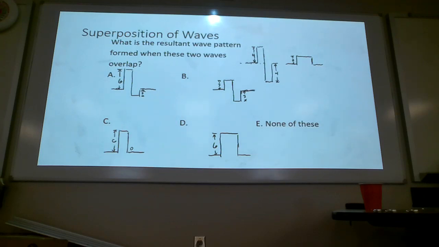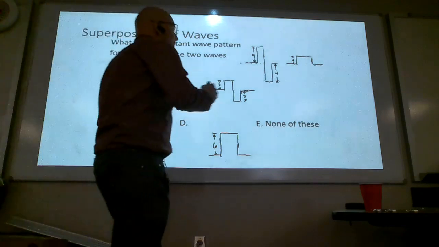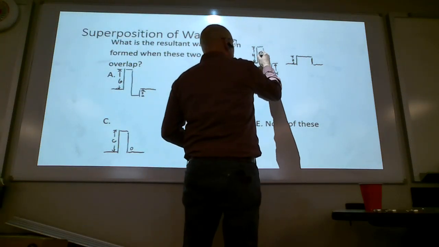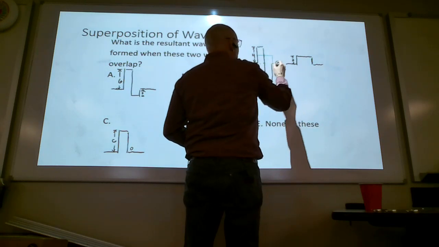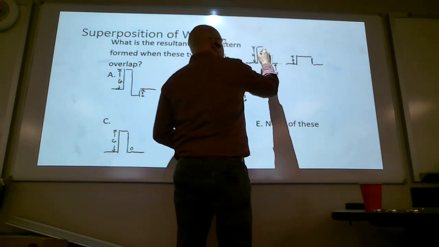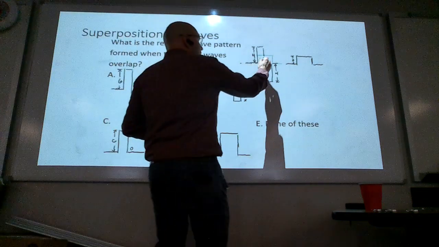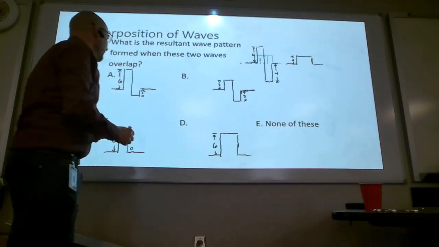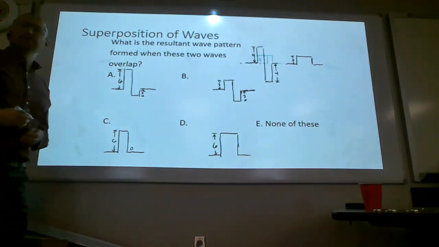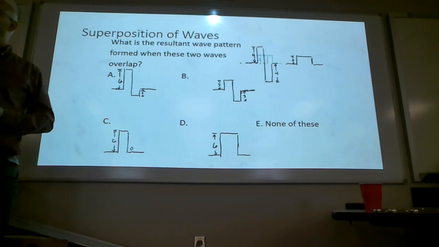Correct answer is, got some A's on the table. A is correct. So I'm going to draw this overlapping. So I have 2 here. Gives me 6. +2 plus -4 gives me a -2. Good there? Okay.